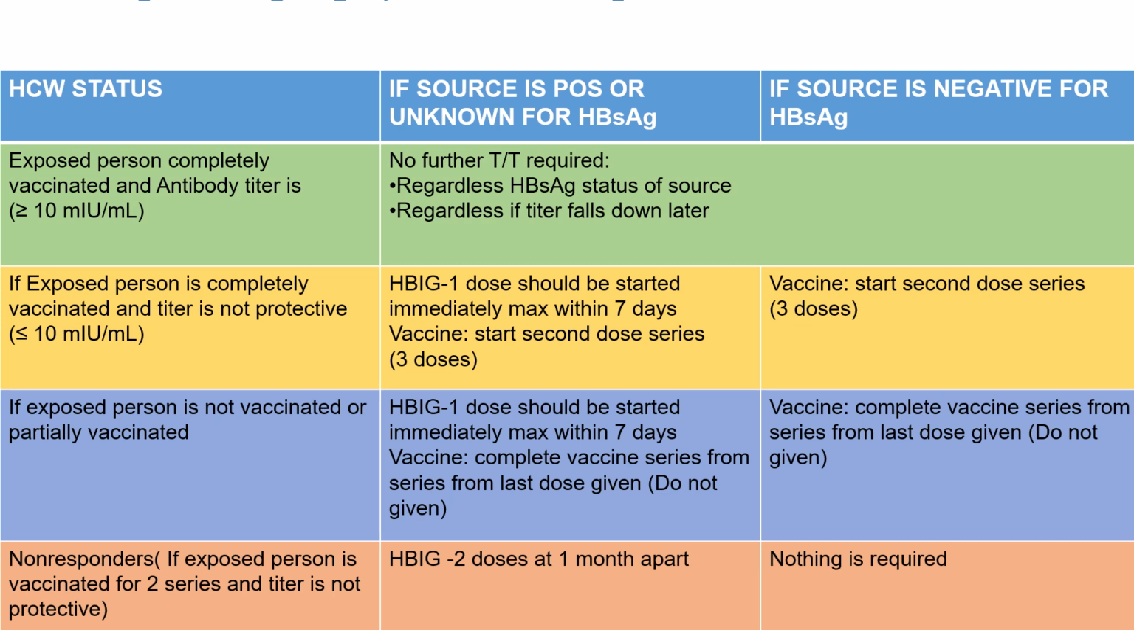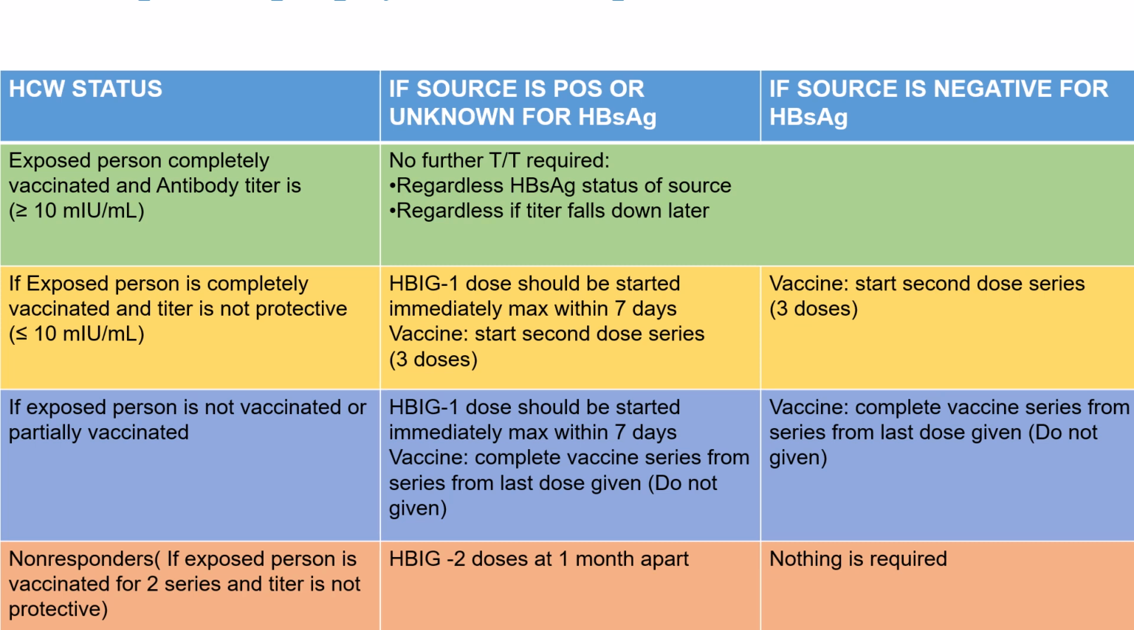If source is negative, and if it is negative, vaccine starts second dose series, 3 doses. If the exposed person is not vaccinated or partially vaccinated, hepatitis B immunoglobulin dose should be started immediately, maximum within 7 days. Vaccination: complete vaccine series from the last dose given.